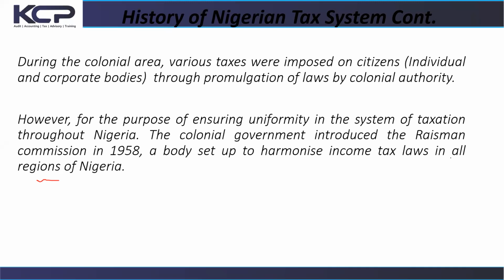So the Raisman Commission is just a form of policy that helps us to harmonize our tax contribution to a particular pool from where it is then shared. It's a body set up to harmonize income tax laws in all regions of Nigeria, right? And what we currently practice in Nigeria still draws its origin from the Raisman Commission enacted in 1958.